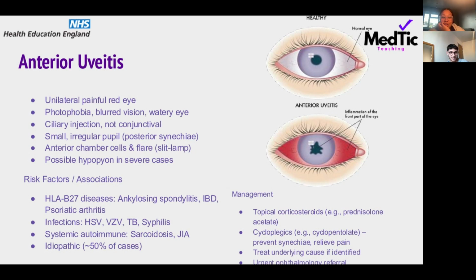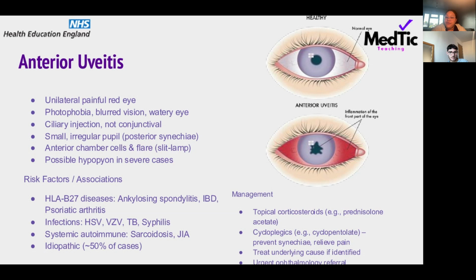Some risk factors as well. Autoimmune, this is one of the HLA B27 diseases. So if you see a stem and it says a patient has a past medical history of ankylosing spondylitis, that alarm bell should be ringing and you should associate that with anterior uveitis. But on the other hand, they potentially could put that in to trick you, so just be aware. IBD and psoriatic arthritis. Other causes, HSV, varicella, TB, and syphilis. And like I said, most of the cases are idiopathic.